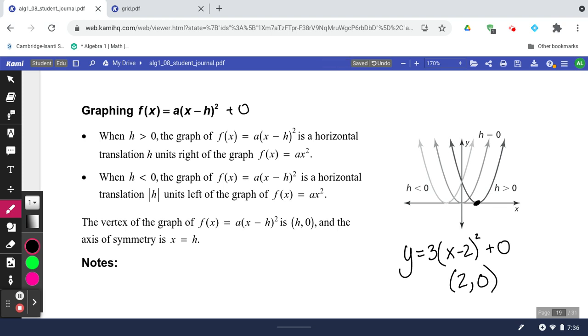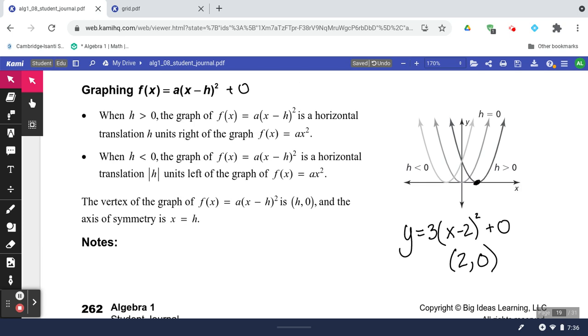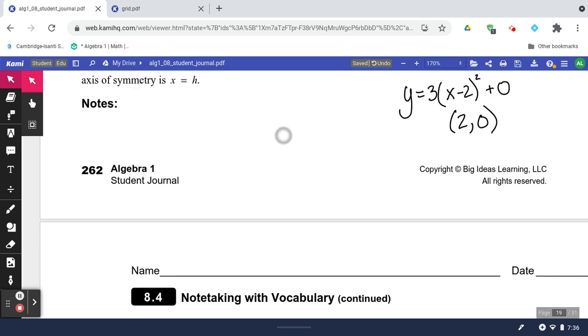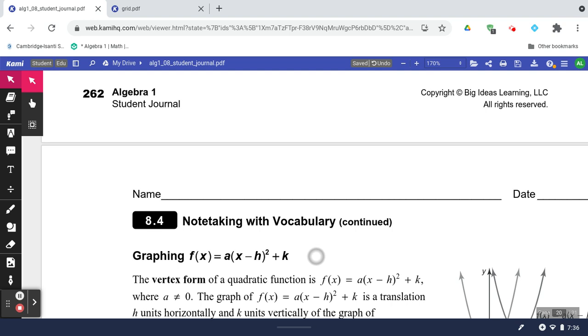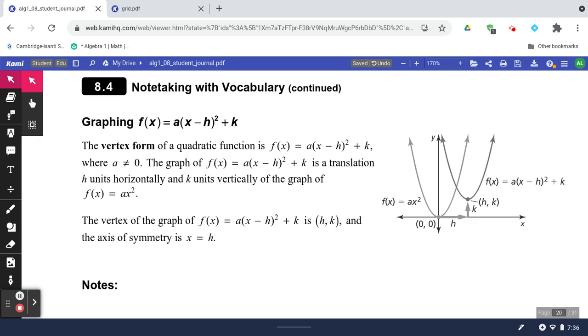To me, this is the exact same method that we're using when we have a plus k. Your book likes to separate it into two for some reason, but to me, it's exactly this method. We just have a 0 for our k. So I'm going to go over here. Okay, this is kind of what I've explained already.